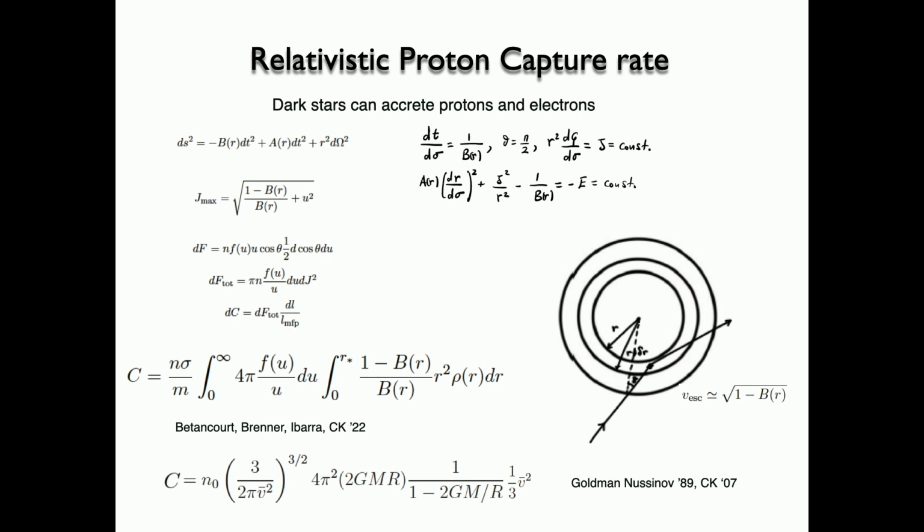So, in fact, we wanted to extend the accretion rate. The accretion rate was estimated by Gould back in the 80s in a very seminal paper. We had to take into account the GR corrections. And here's the full result if you just take into account the GR corrections. This B here is simply the part that enters here, your metric. And it's in good agreement with older formulas by basically Goldman and Nussinov from 89.